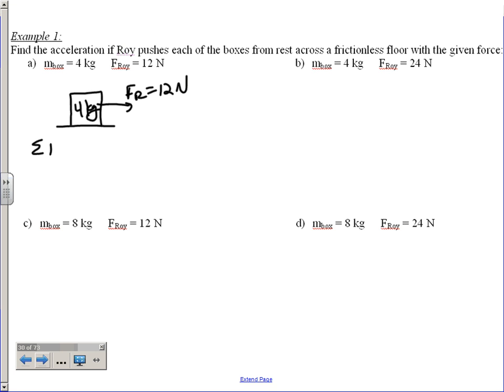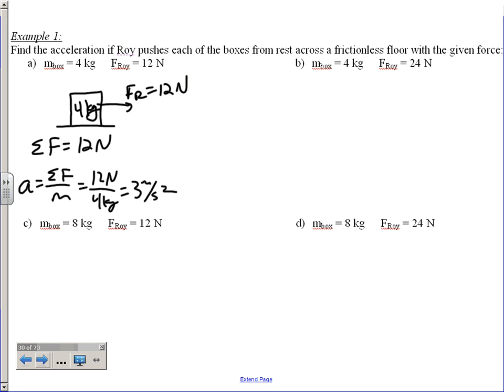So our net force is going to be 12 newtons because it says that it is a frictionless floor. So we're going to find our acceleration. Acceleration is net force over mass. The net force is 12 newtons. Mass is 4 kilograms. Divide it out, and you get 3 meters per second squared. Okay, and we'll focus more on what that means in a minute. You know, it's telling you that it's going to accelerate at 3 meters per second squared. It's kind of telling you how quickly it's going to speed up.